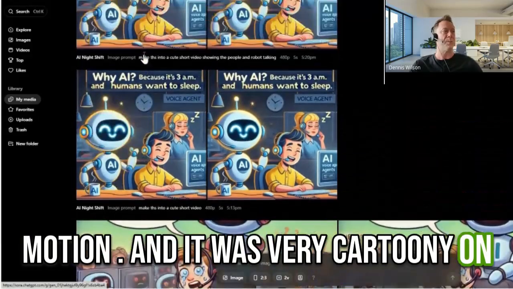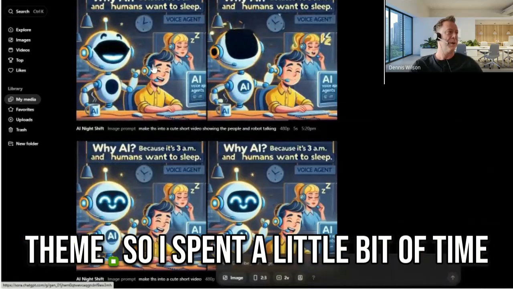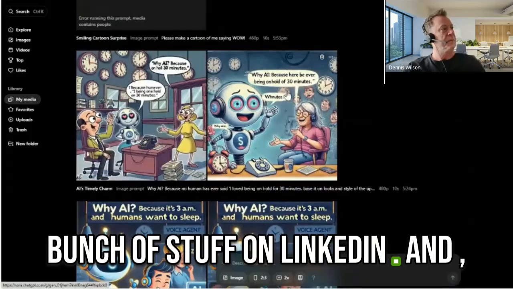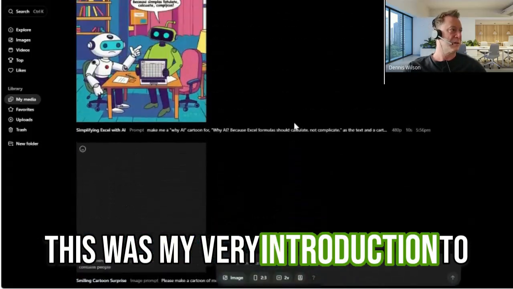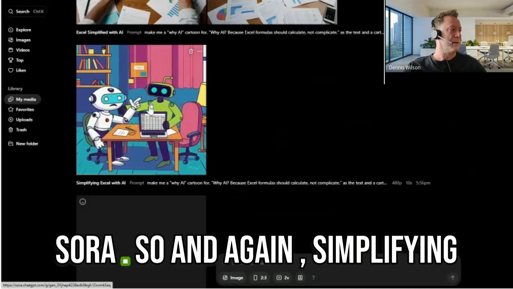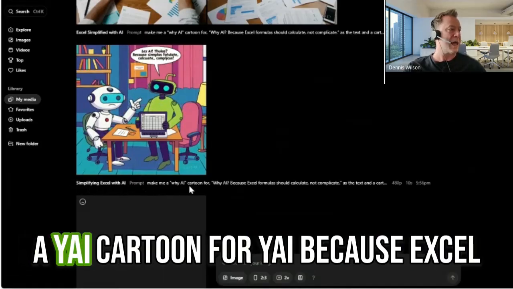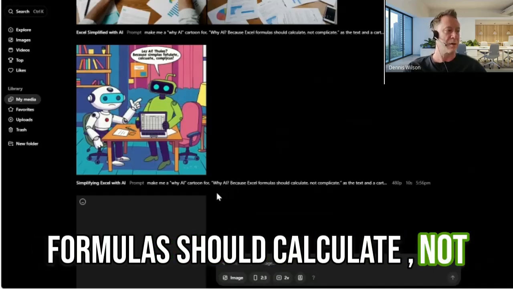And it was very cartoony on purpose. I was testing the cartoony theme. So I spent a little bit of time playing with this and posting a bunch of stuff on LinkedIn. And this was my very introduction to Sora. So, and again, simplifying Excel with AI. The prompt is: make me a YAI cartoon for YAI because Excel formulas should calculate, not complicate.